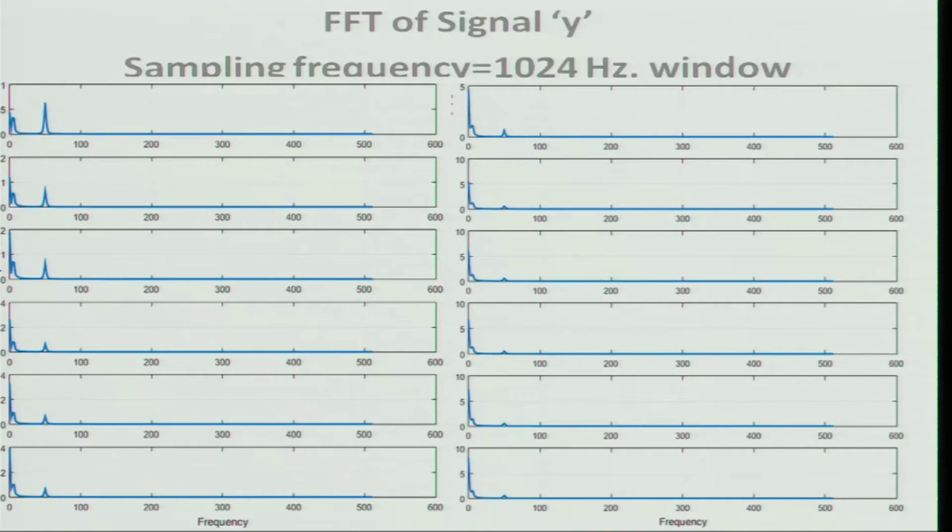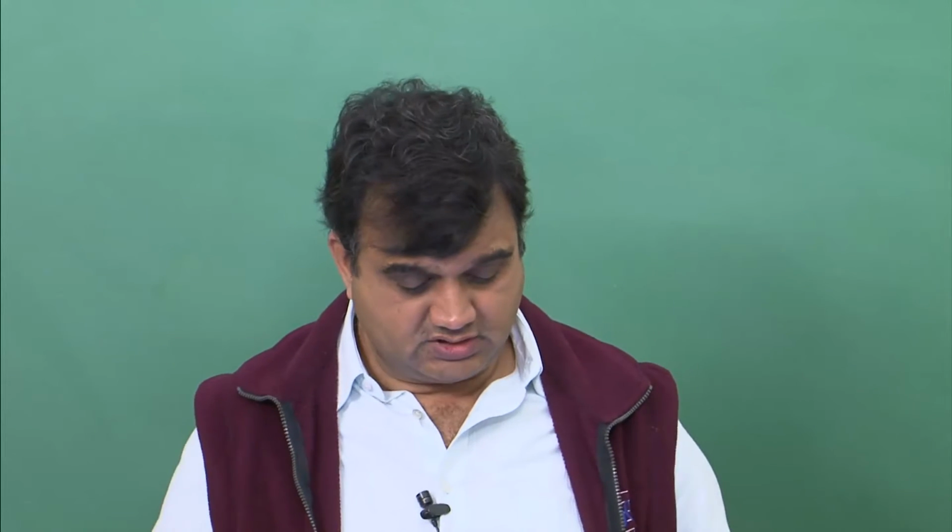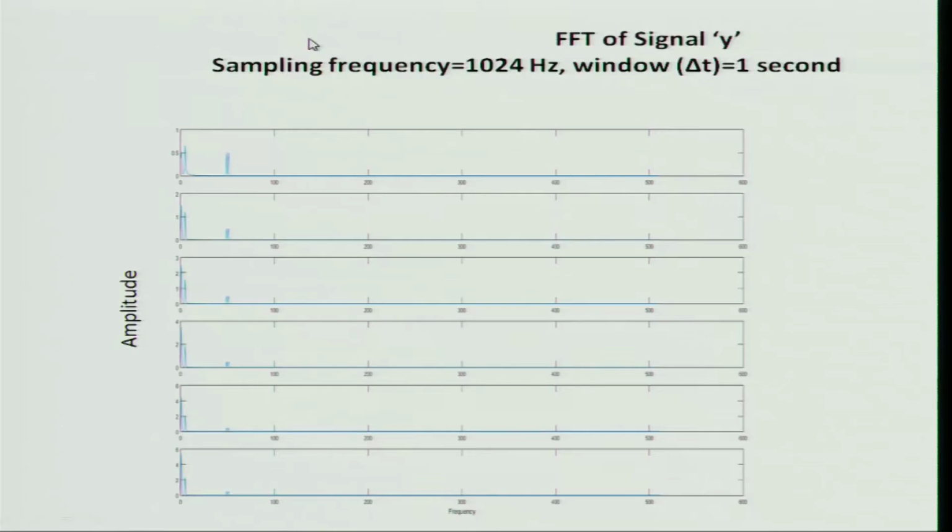Then these are 6 graphs, and these correspond to windows which are 1 second long. Once again, here also the windows were not overlapping. So we took the first second, second second, third second. That's why we have 6 graphs. And what you see is something very interesting here. If you zoom in, you get somewhat better resolution of 1 hertz and 2 hertz.